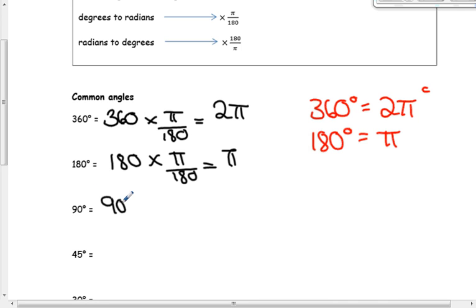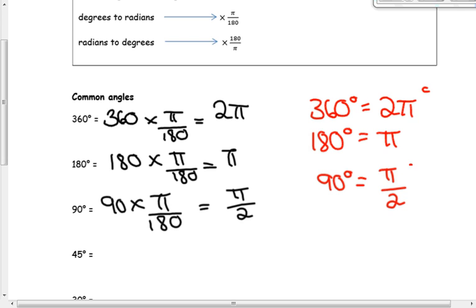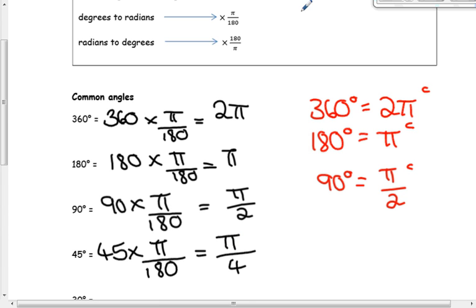Next, 90 times pi over 180 equals pi over 2. So that means that 90 degrees is equal to pi over 2 radians. So 45 times pi over 180, which is equal to pi over 4. So that means that 45 degrees is equal to pi over 4 radians.